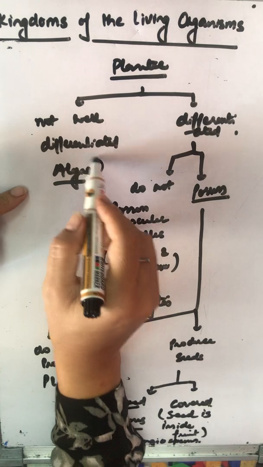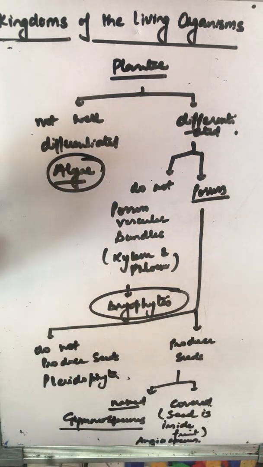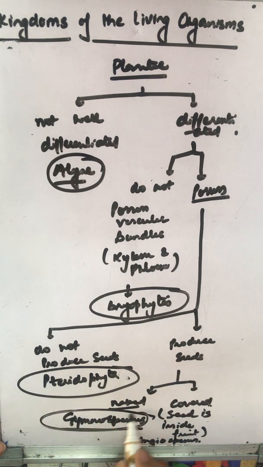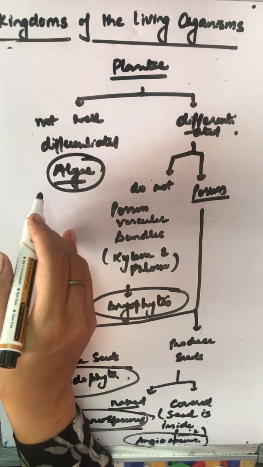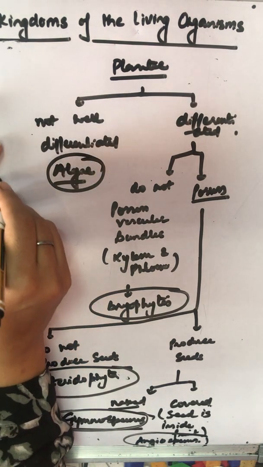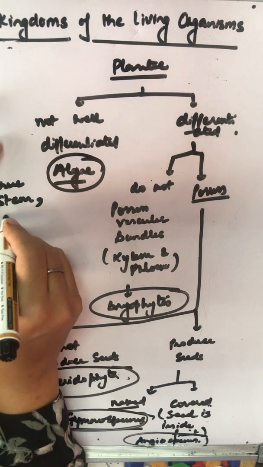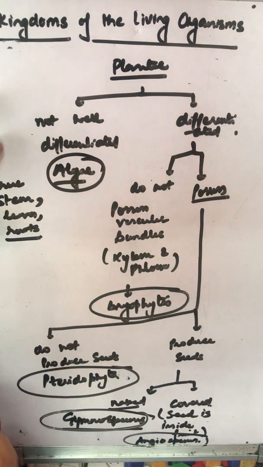So the kingdom Plantae includes five divisions. The first one is algae, the second is bryophytes, the third is pteridophyta, the fourth is gymnosperms, and the fifth is angiosperms. Right? Algae, the most primitive, do not get differentiated into true root, true stem, true leaves. Nothing is there. True stem, leaves, roots, nothing is there.